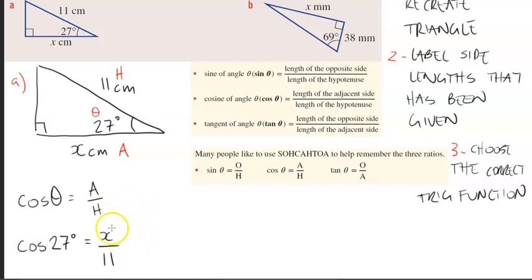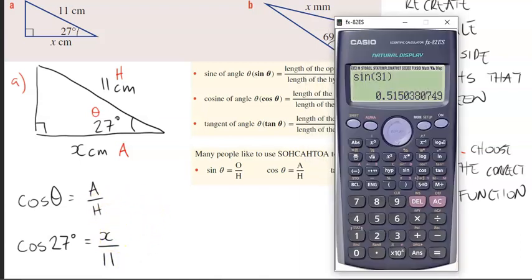So before we try to solve for this, what we're looking into is if I put cos of 27 degrees in my calculator, this is going to give me 0.89100, etc. In other words, we need to try to find the number that when it's divided by 11 will give me the same thing as cos 27. Once we find that number, we have solved for that length.